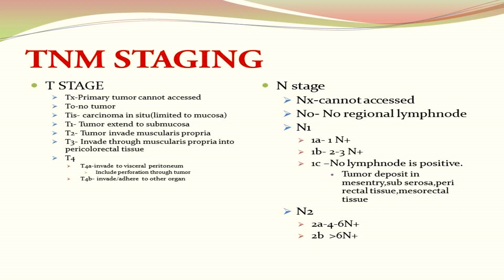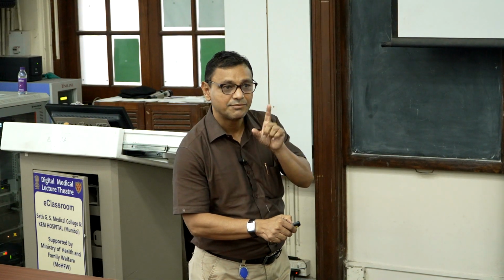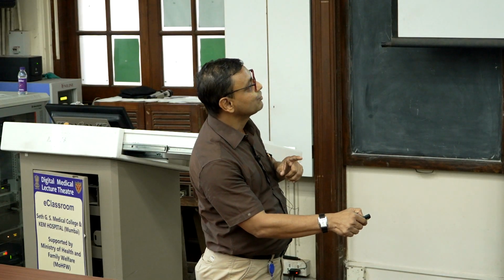N1A is one node present, N1B is 2 or 3 nodes present in the mesorectal fat, I am talking about nodes in the mesorectal fat. N1C are the tumor deposits in the perirectal tissue or on the rectal wall. N2 are A and B, 4 to 6 nodes, more than 6 nodes. Understood this much? What they have added in N stage new is this tumor deposits. Initially it was not there, and this is the new thing they have added in the 8th AJCC edition. Remember this, they can ask you what is the new thing that has been added. So remember the tumor deposits are the new thing they have added.